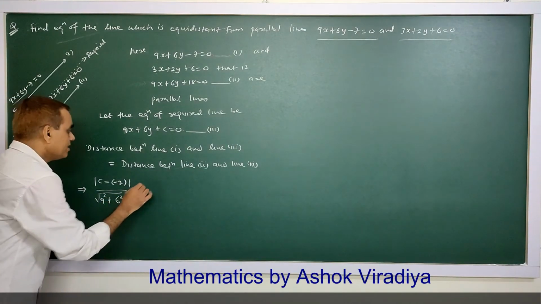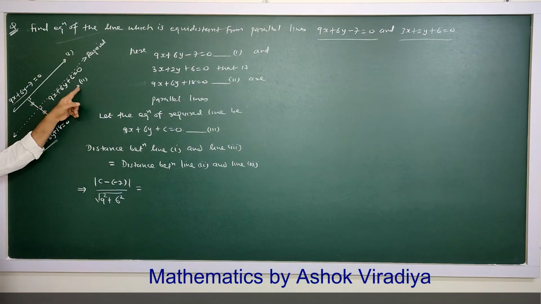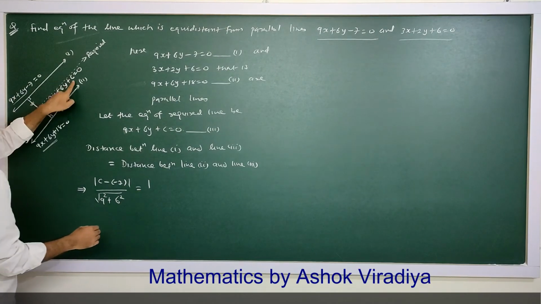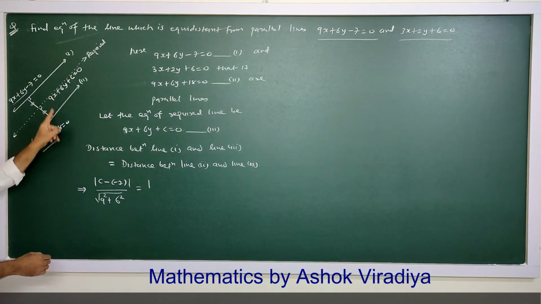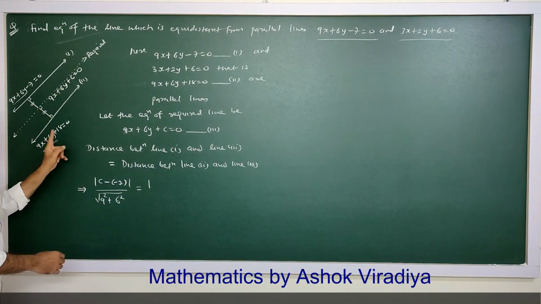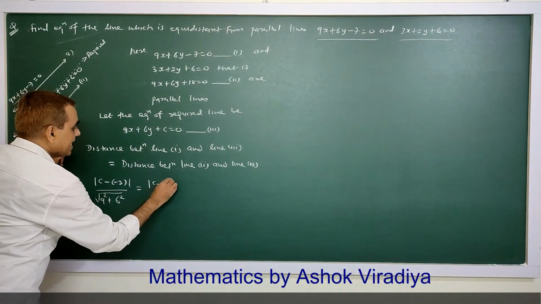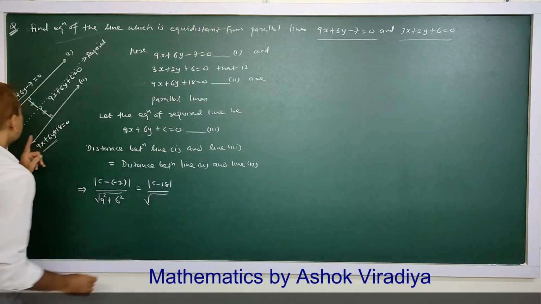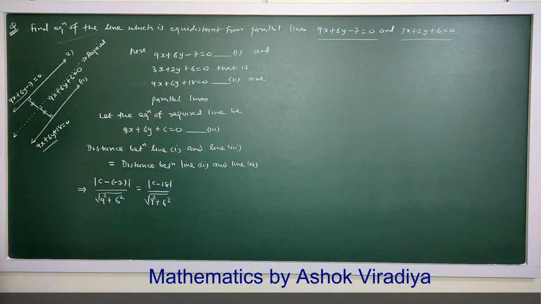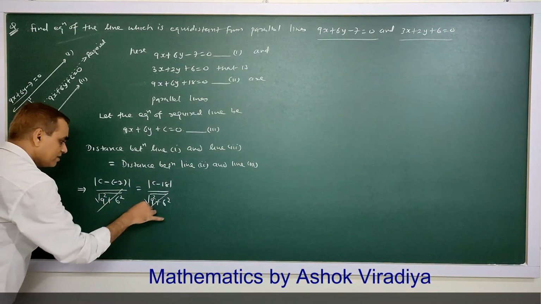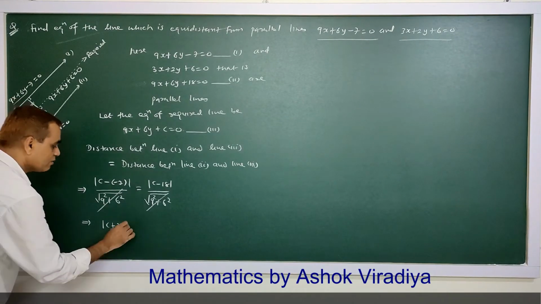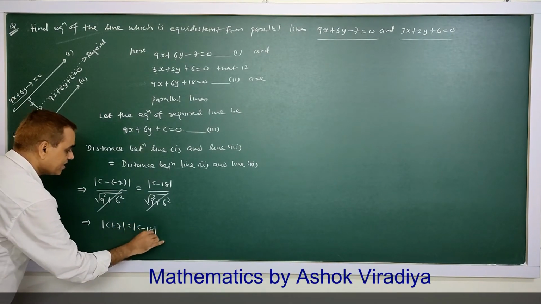On the other side, the distance between line 2 and line 3. Again, modulus of C1 minus C2, so modulus of c minus 18 upon root A square plus B square. Now this will be cancelled. So that means modulus of c plus 7 equals modulus of c minus 18.